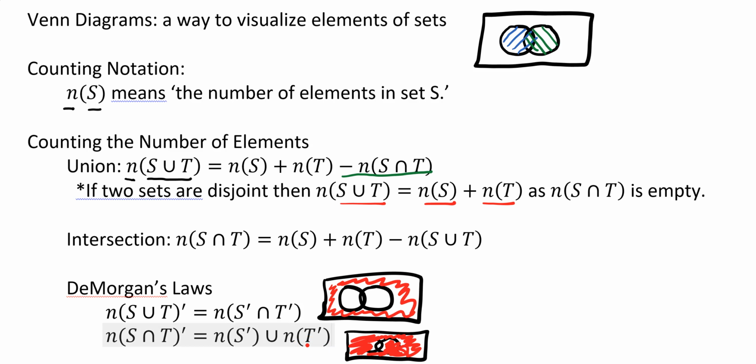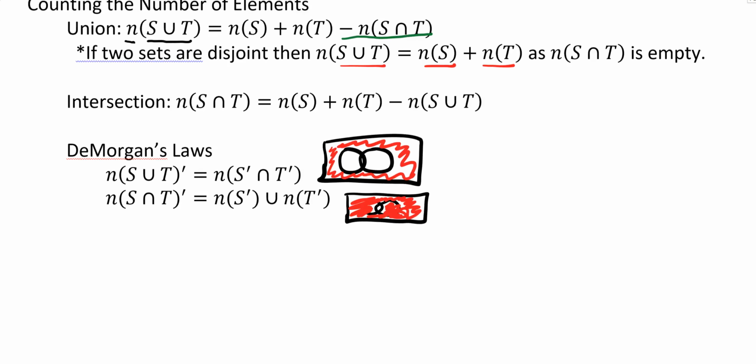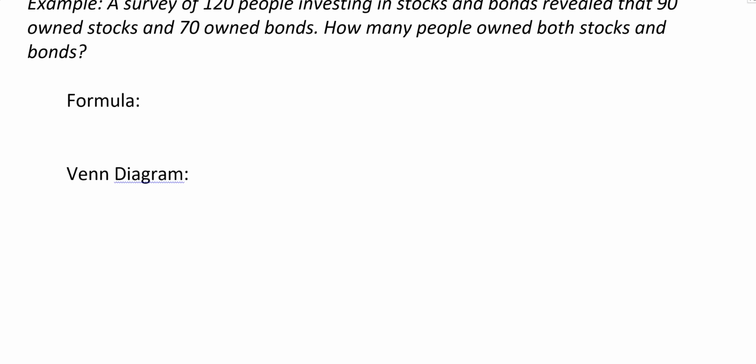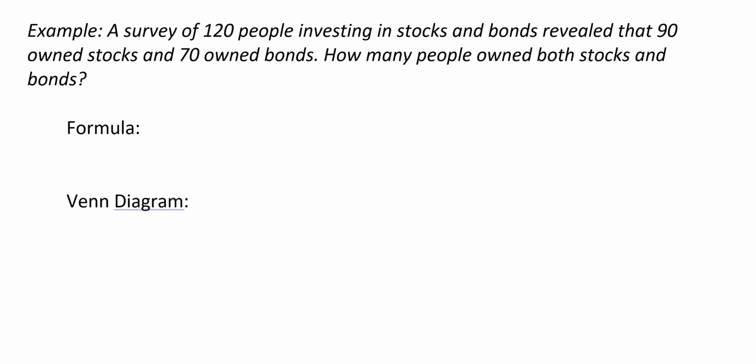From here, I'm going to move down and work through 2 examples. The first example, a survey of 120 people investing in stocks and bonds revealed that 90 owned stocks and 70 owned bonds. How many people owned both stocks and bonds?